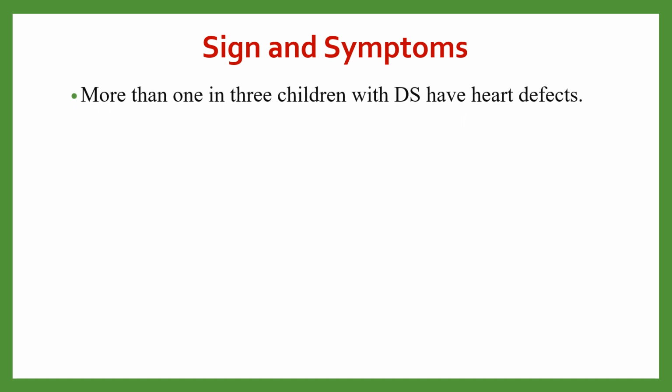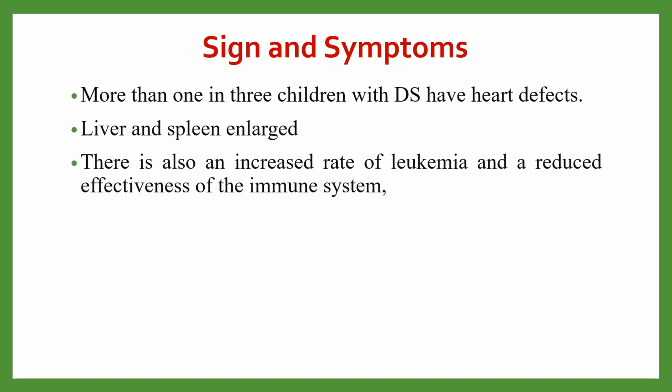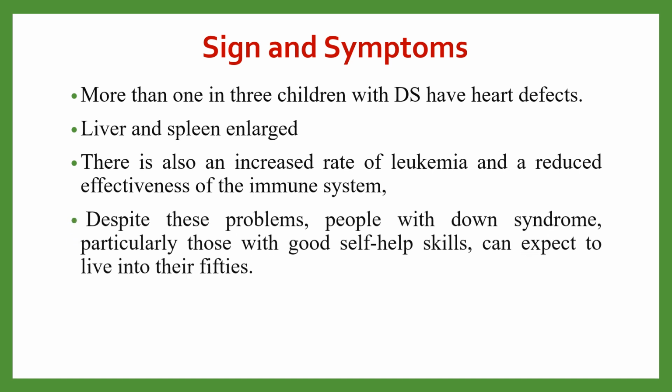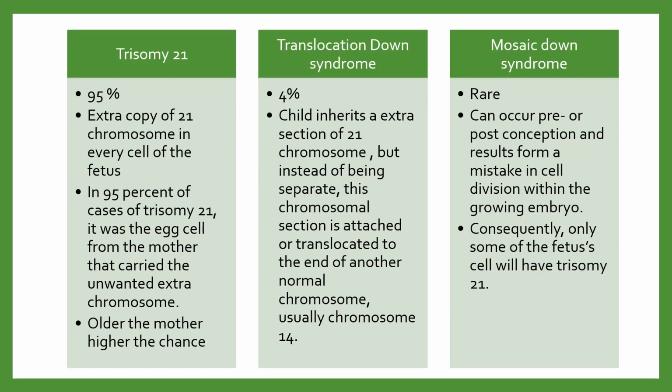More than 1 in 3 children with Down syndrome have a heart defect. Liver and spleen are enlarged. There is also an increased rate of leukemia and reduced effectiveness of the immune system. Despite these problems, people with Down syndrome, particularly those with good self-help skills, can expect to live into their 50s. There are 3 types of Down syndrome: trisomy 21, translocation Down syndrome, and mosaic Down syndrome.